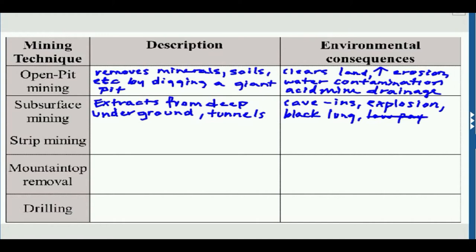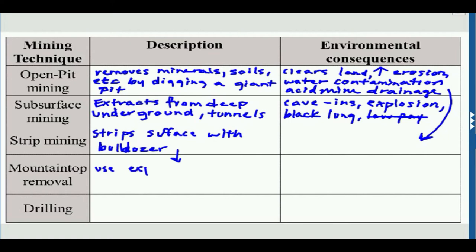Strip mining is a surface mining, and it actually strips the surface with a bulldozer. It leaves chunks of soil and promotes erosion. So it's basically everything that open pit mining does as well. Mountaintop removal is just like strip mining, but they use explosives and cables to actually pull down the mountain.